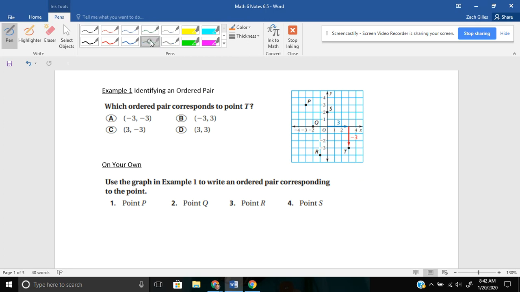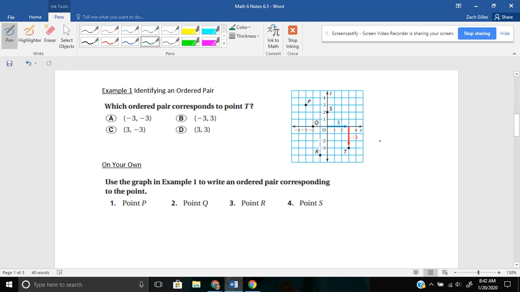For our first problem, it says, identify an ordered pair. Which ordered pair corresponds to point T? Well, they've actually helped you out a little bit here because they've got a few lines. They're not always going to have lines in graphs, but just introducing this to you, I think they're using it to show you and help you a little bit.